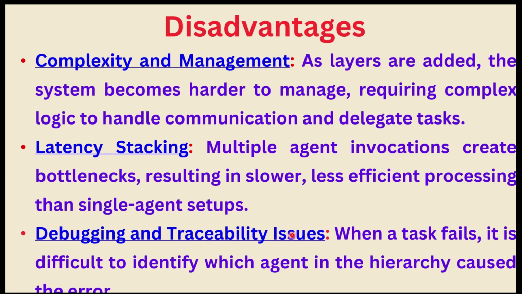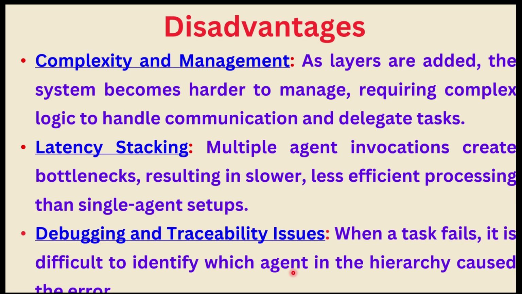Then debugging and traceability issues. When a task fails, it is difficult to identify which agent in the hierarchy caused the error. It is very difficult to identify in which agent and in which kind of task the problem arises. As we divided the task into multiple agents, checking each and every agent to find where the error occurred is a difficult task. That's why they say it has traceability issues.